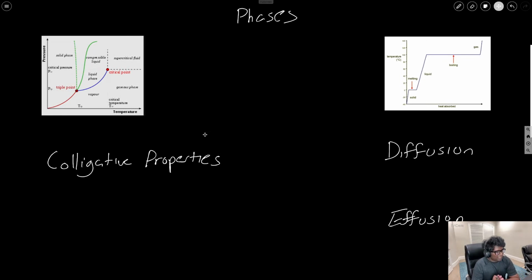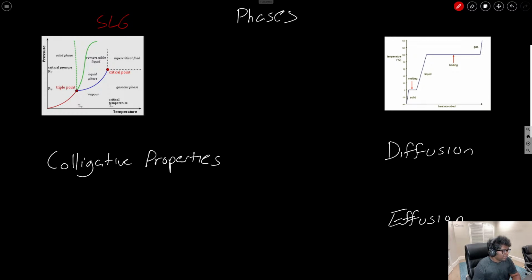I love this chart because you can't get it wrong. It's very easy once you understand what's going on, guys. So, solid, liquid, gas. Solid, liquid, gas. I don't know how you guys want to memorize this, but just: solid, liquid, gas.